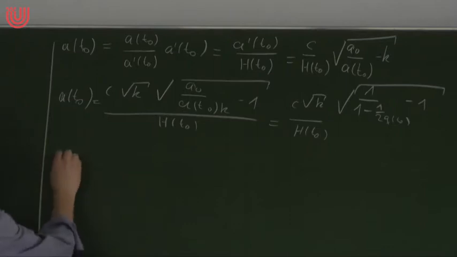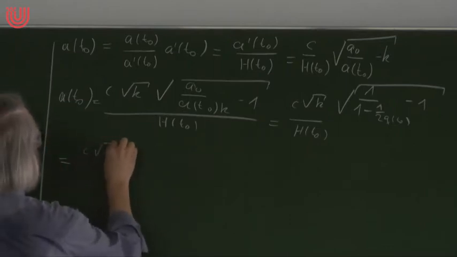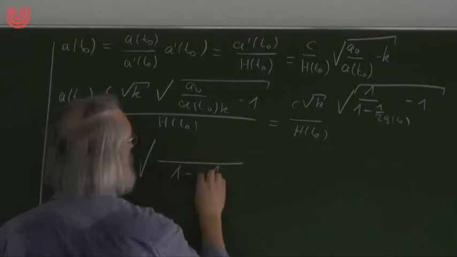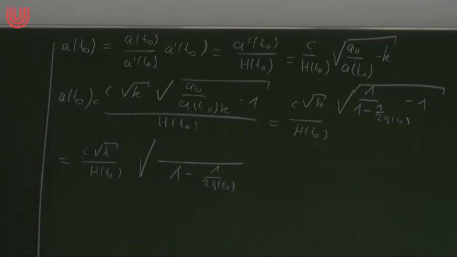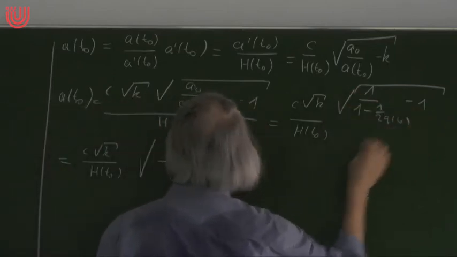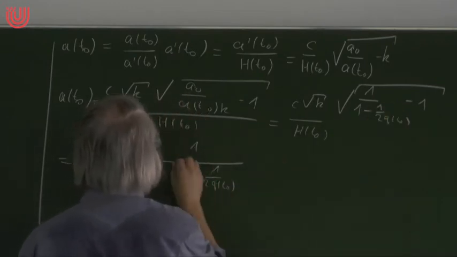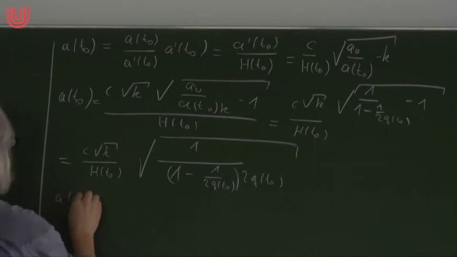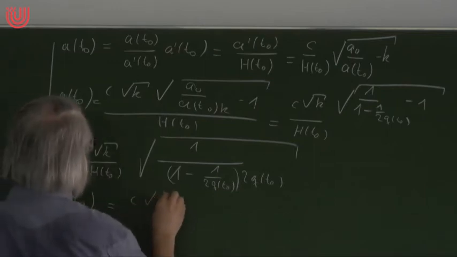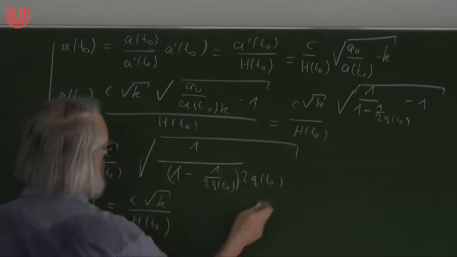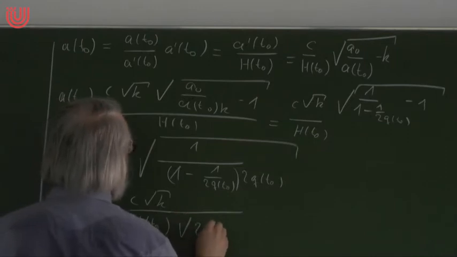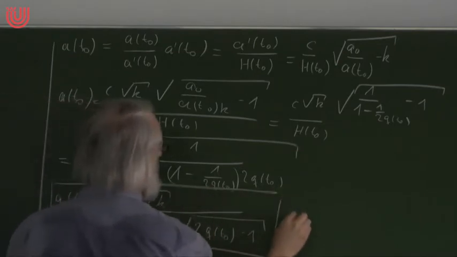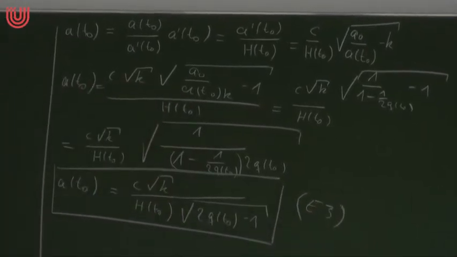Okay, I can write this on a common denominator. Then I have c root k over H of t naught, I write everything upon 1 minus 1 over 2q t naught. Then I get a 1 minus 1, this goes away. Minus minus gives plus. So this gives 1 over 2q t naught. And my final formula, that's the third formula which I wanted to derive, is that this is just root k over H of t naught, and I multiply this out, and then I get 2q t naught minus 1. Okay, that's the third formula. And I have to be careful not to erase them, because I will need all of them in a minute.